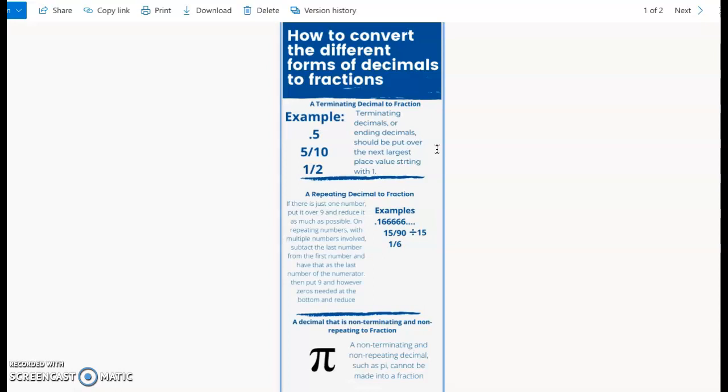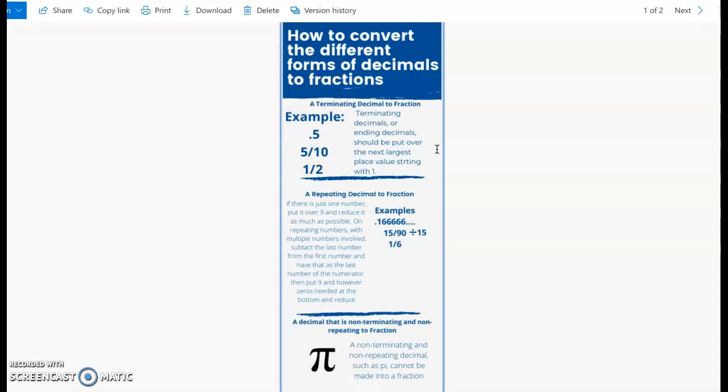and have that as the last number of the numerator. So what that means is, for example, with the 0.16 repeating, it would be 15 because 6 minus 1 is 5, and so that is going to be the last number. And if it was, for example, 2.234 repeating, then it would be 232 at the top, because 4 minus 2 is 2.